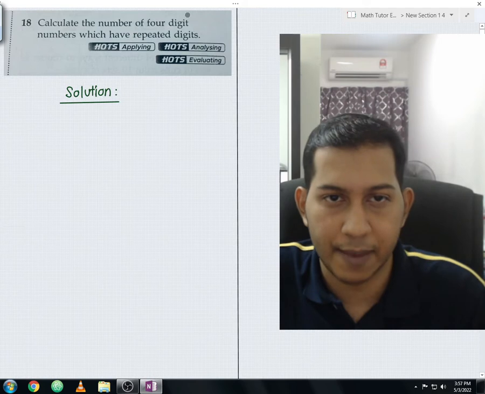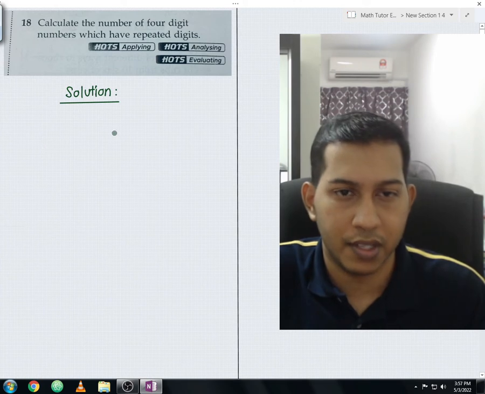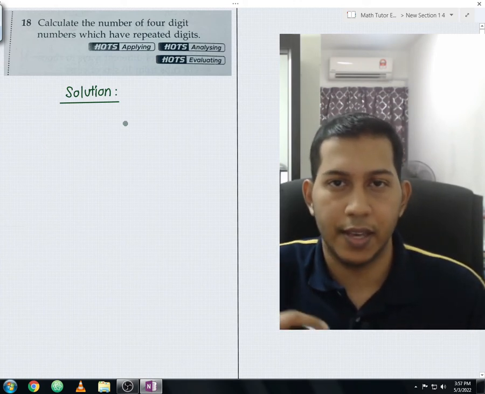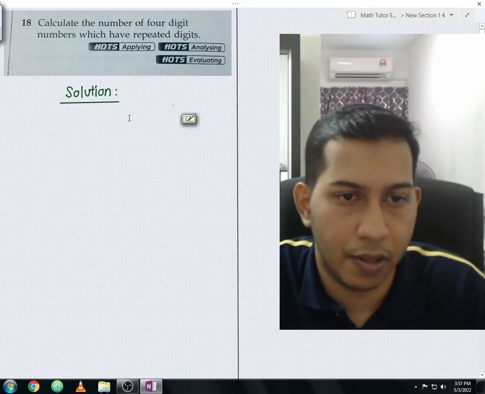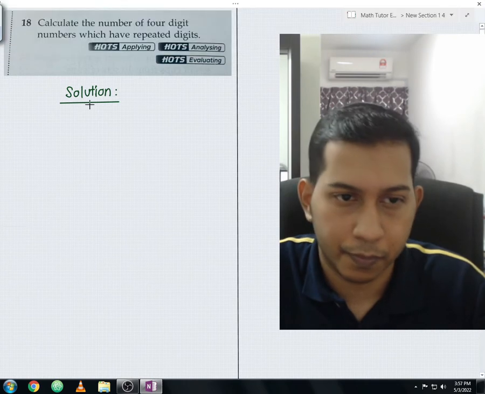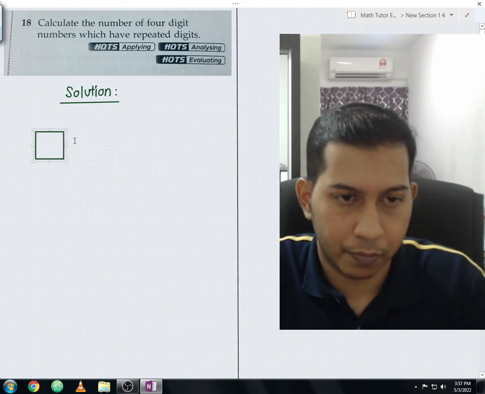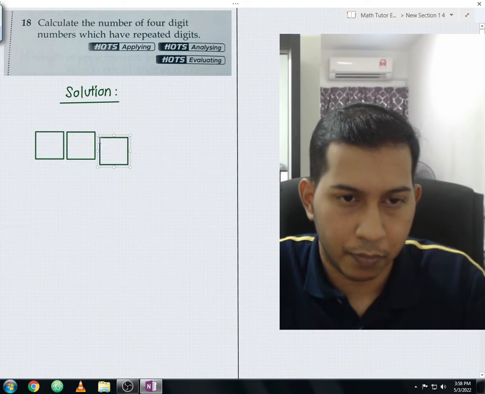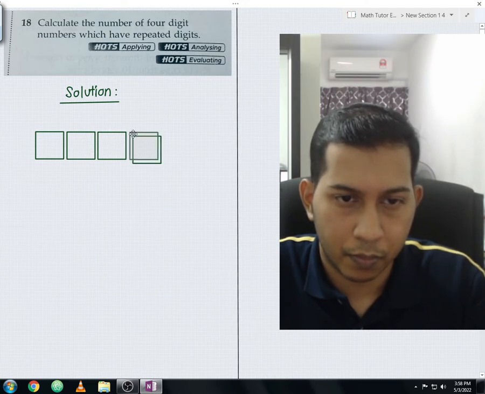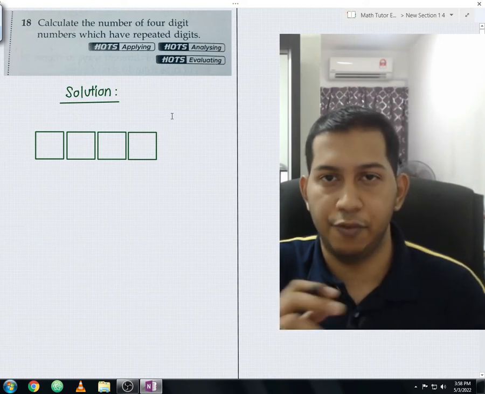So since the question is emphasizing 4-digit numbers, what I'm going to do now is draw 4 boxes here which represent 4 digits, so that it will be easier for me to explain to you and you can understand better. So let me draw the 4 boxes here. Okay, there you go, 4 boxes which represent 4 digits.